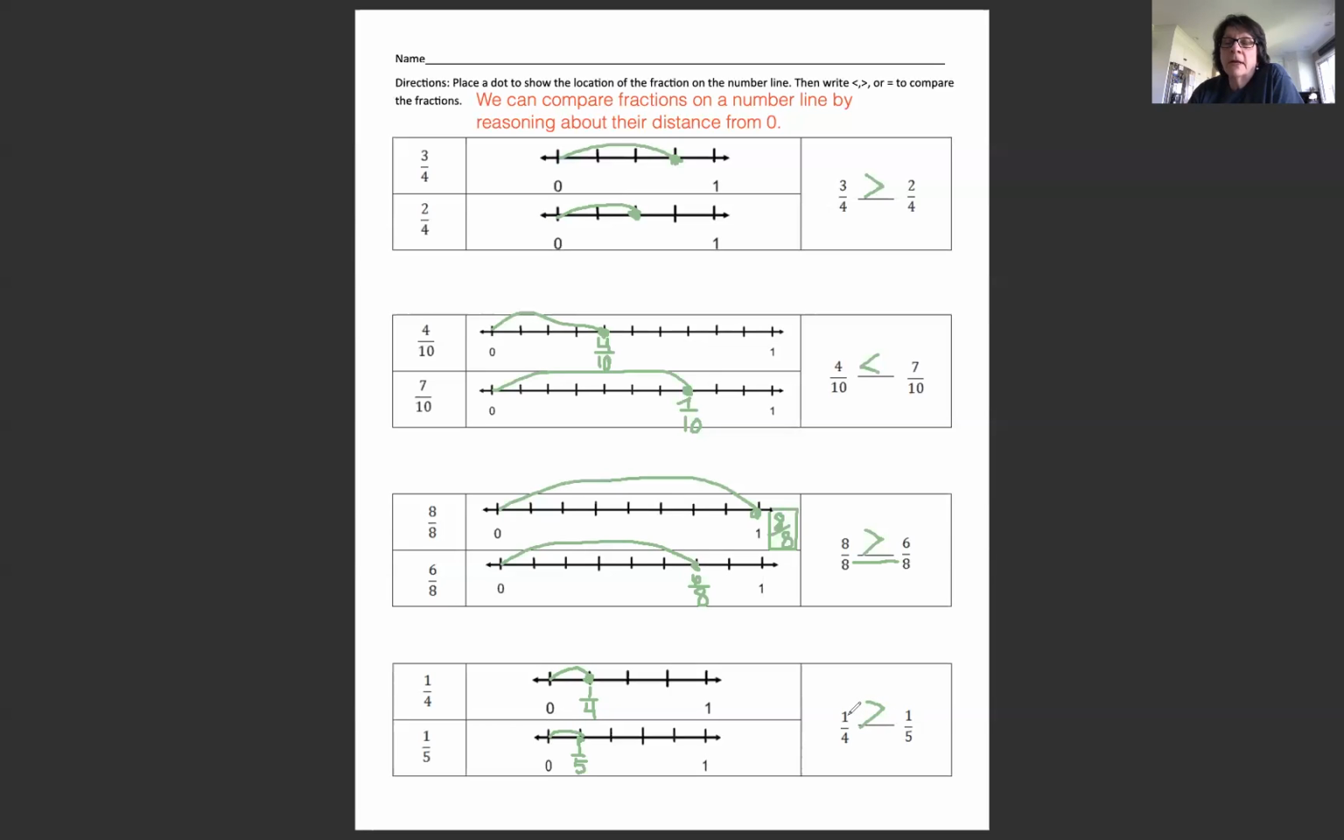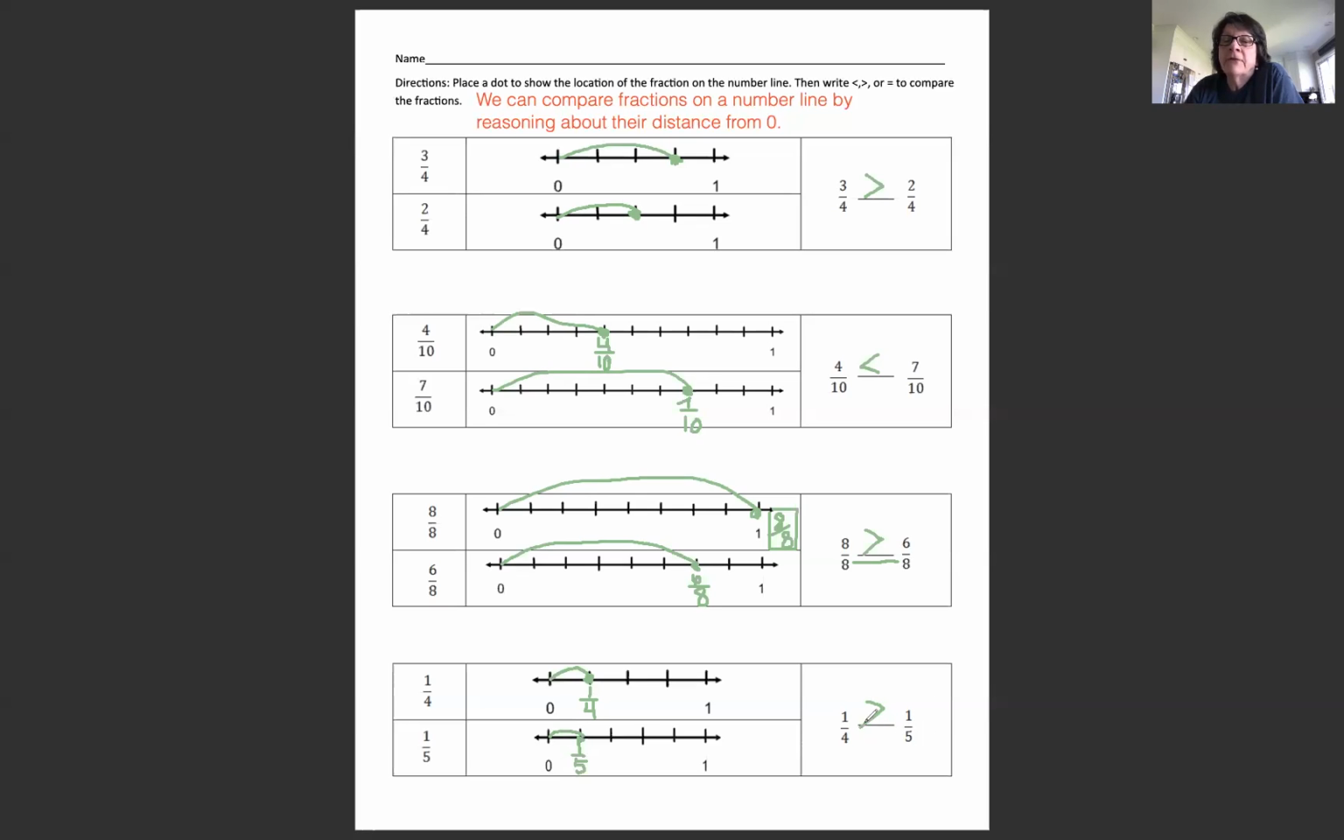You're going to say, well, wait a minute. 1 and 1 are the same numerator. They are. But fourths are bigger than fifths. So we're not comparing the same denominator anymore. We're not comparing the same unit anymore. We're comparing fourths, which are bigger, to fifths, which are smaller because there's more pieces.